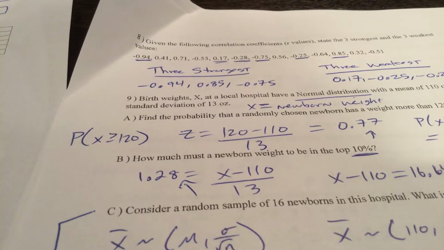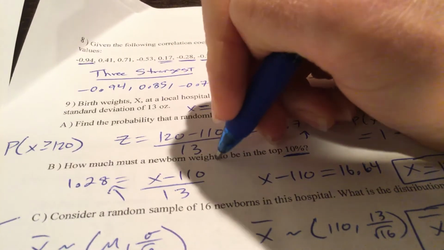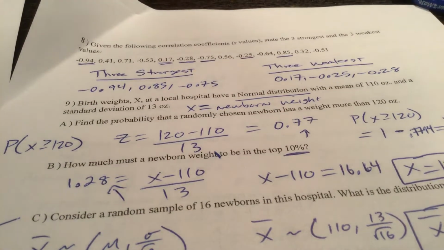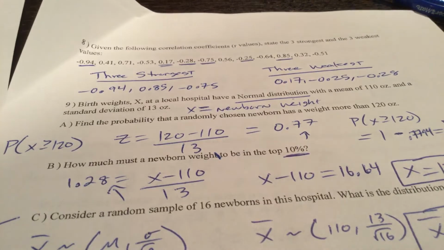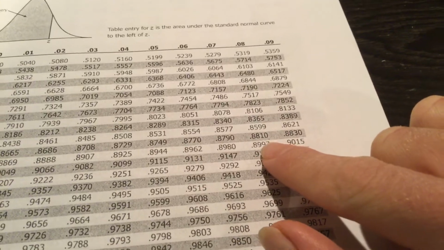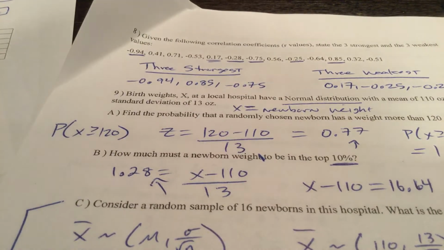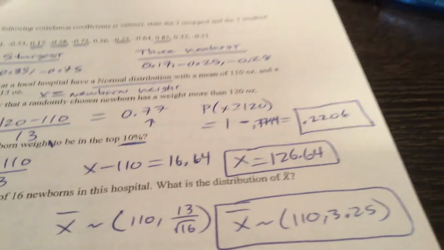How much must a newborn weigh to be in the top 10%? Top 10% is the 90th percentile. You go to your z-table and look to find what z-score has an area to the left closest to 90%. It's right there, and that is 1.28. So 1.28 is equal to x minus 110 divided by 13. Multiply 13 times 1.28, then add 110 to it. There it is.